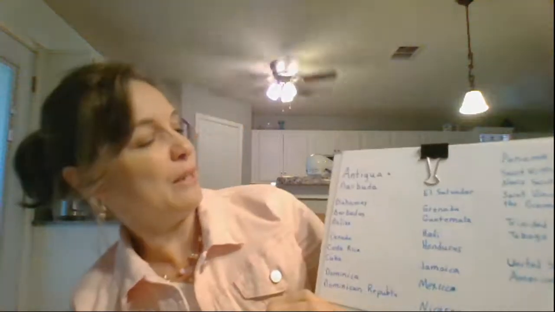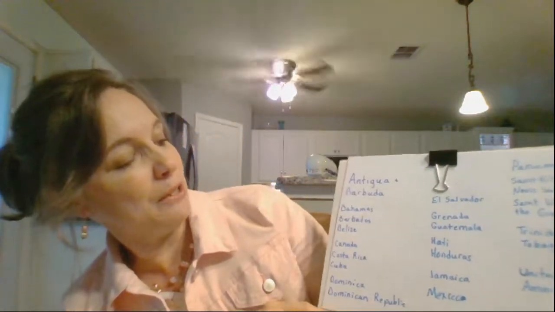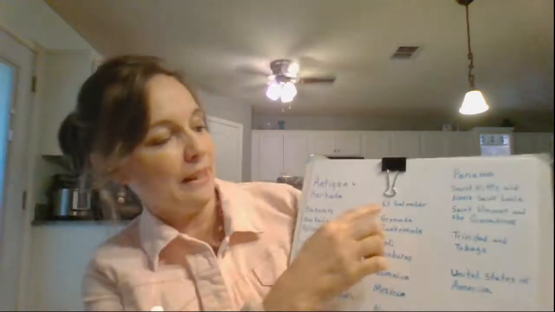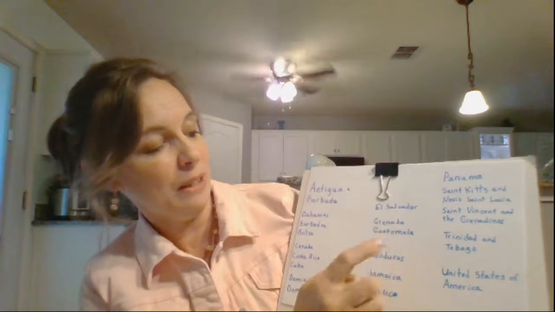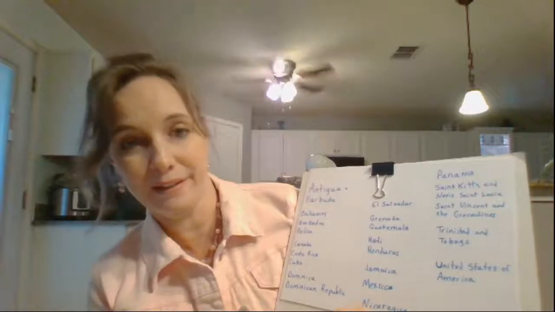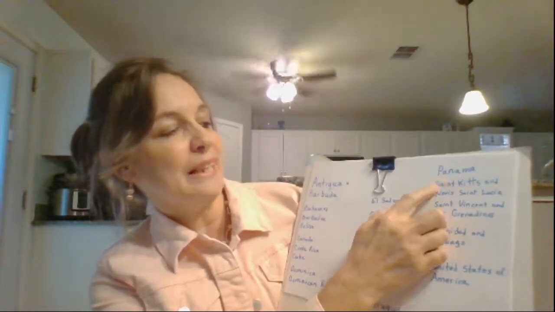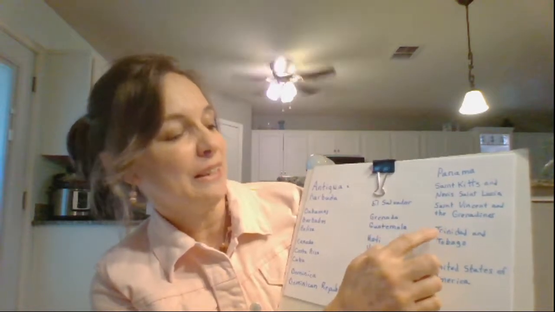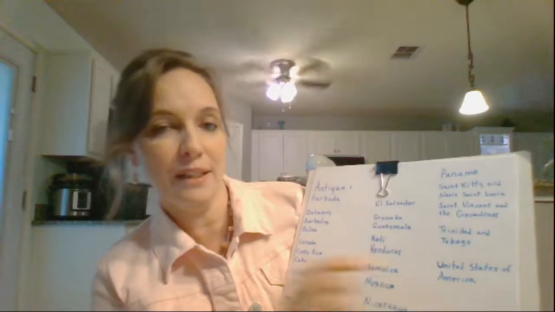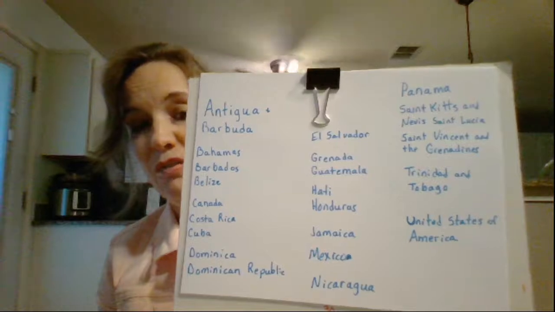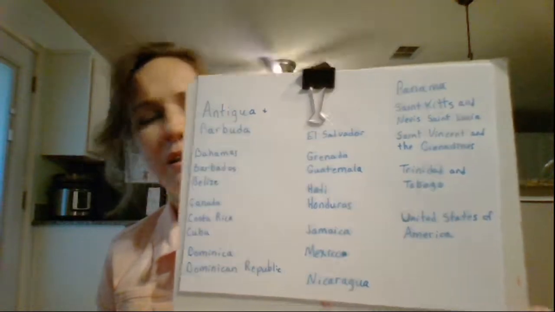We've got Antigua, Barbuda, Bahamas, Barbados, Belize, Canada, Costa Rica, Cuba, Dominica, Dominican Republic, El Salvador, Grenada, Guatemala, Haiti, Honduras, Jamaica, Mexico, Nicaragua, Panama, St. Kitts and Nevis, St. Lucia, St. Vincent and the Grenadines, Trinidad and Tobago, and the United States of America. So all of those are part of North America. That's amazing. A lot of these are just little islands and they're very small.